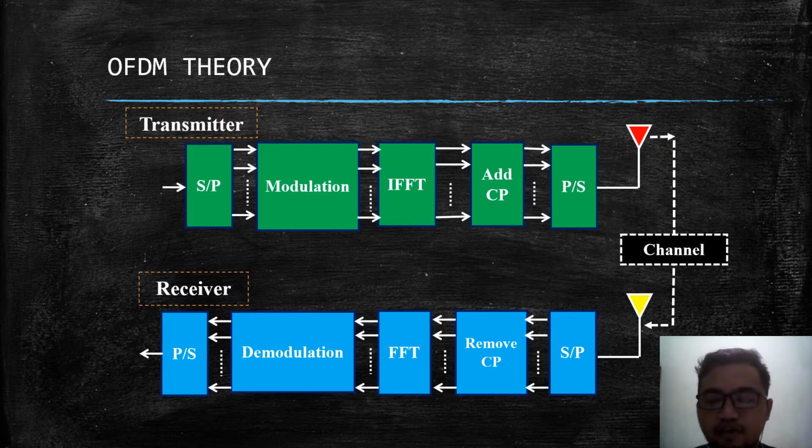In the receiver, the data enters the serial to parallel block to convert back to parallel output. The CP is removed. Next, the time domain is converted back to frequency domain with FFT. Then the data continues to demodulation to remove the QAM. Next, the data enters the parallel to serial block to convert back to serial output.